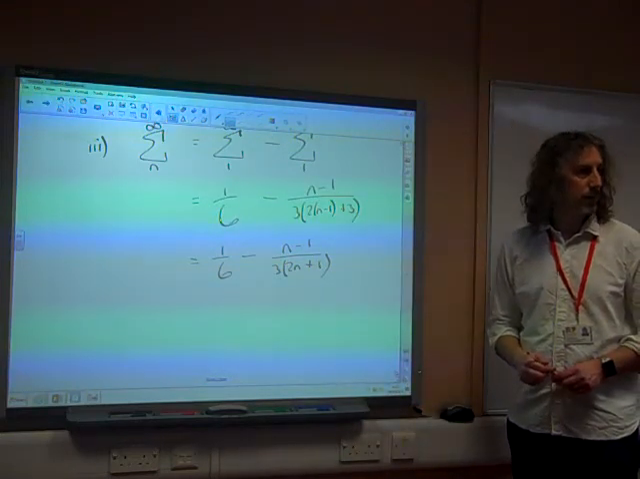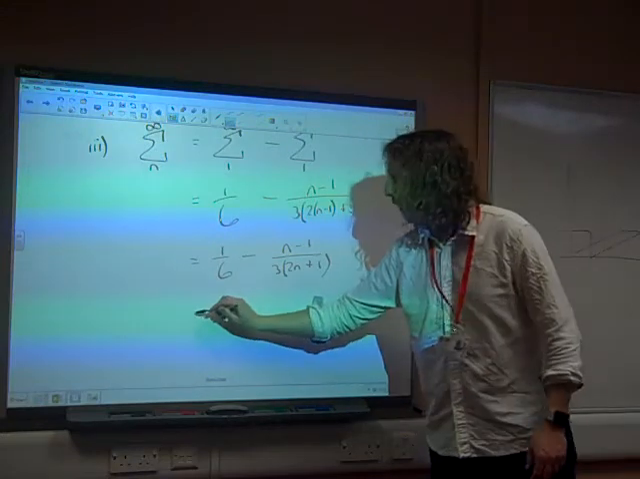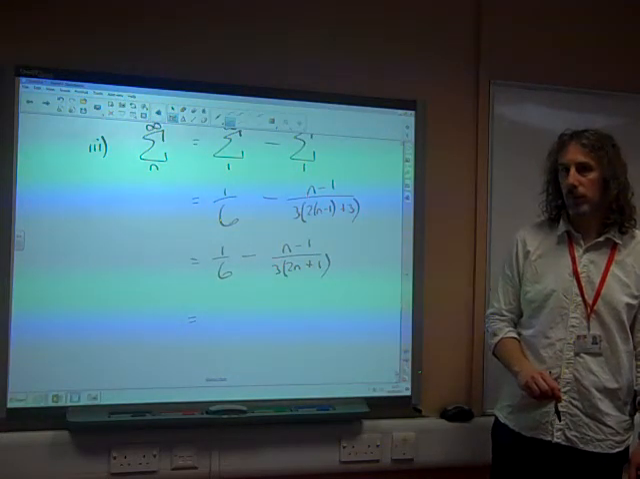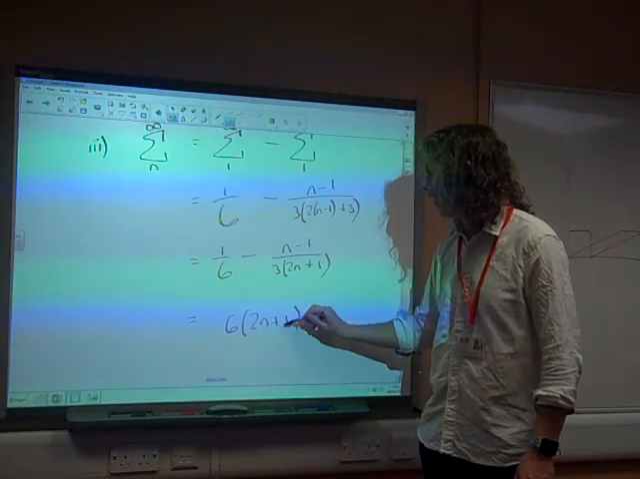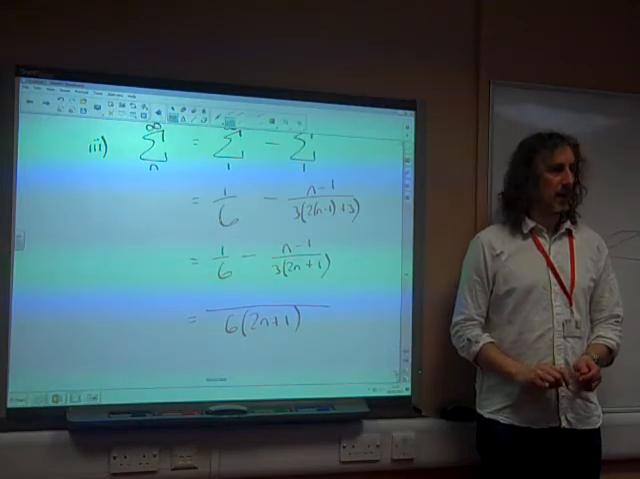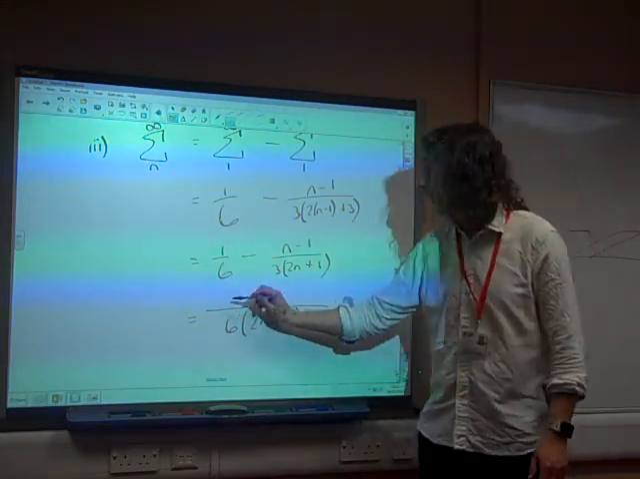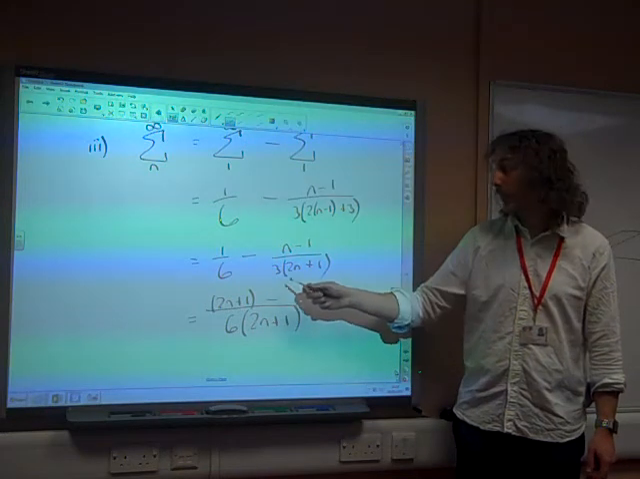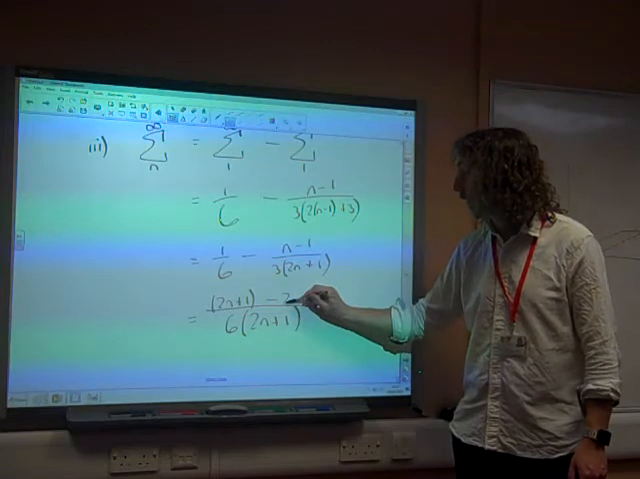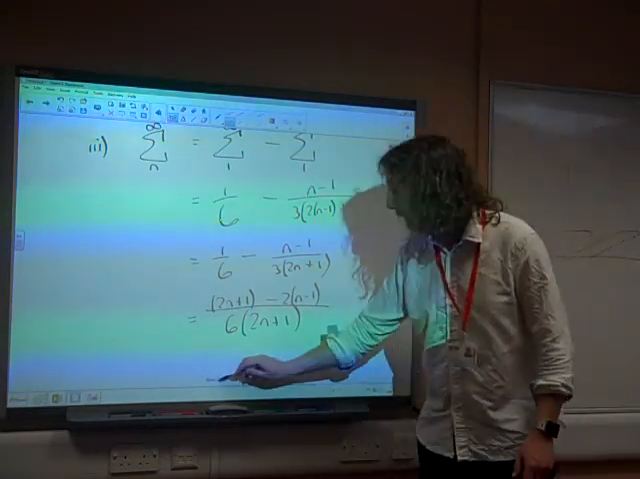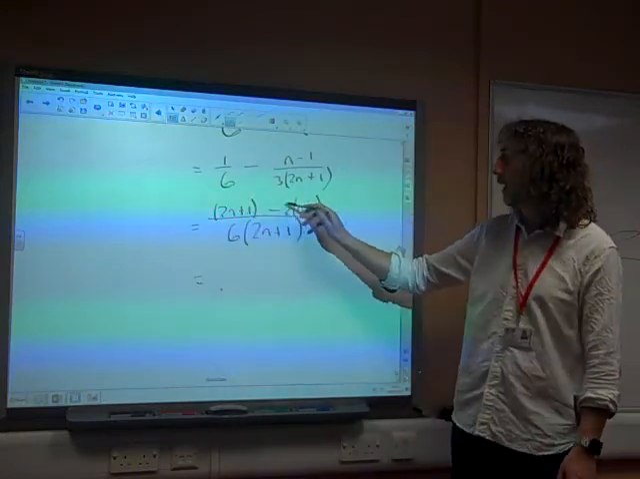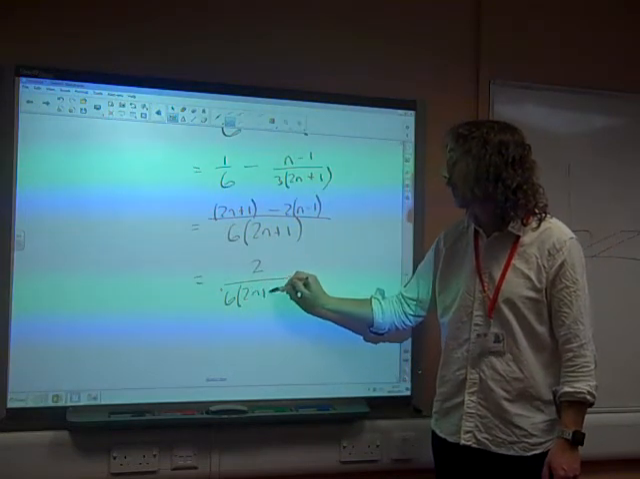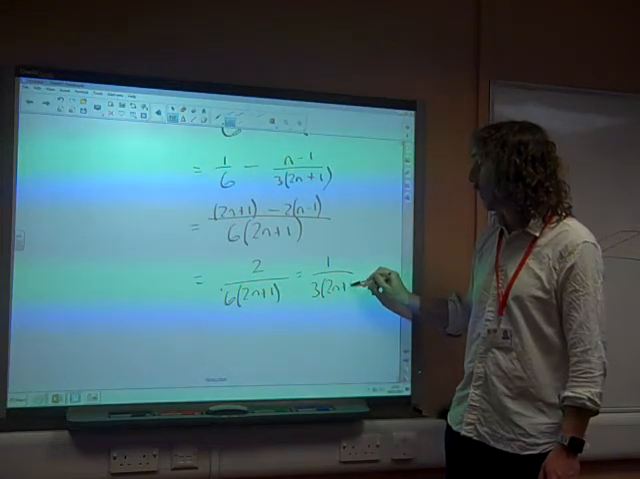We need to put it over a common thing. So the common denominator is going to be 6 lots of 2n plus 1. Is that a sensible way of doing this? Which means that the first fraction, we've multiplied top and bottom by 2n plus 1. And the second fraction, we've multiplied top and bottom by 2. Because I've gone from having 3 lots of 2n plus 1 to having 6 lots of 2n plus 1. So that's 2 times n minus 1 on the top. If I simplify the top line now, I have 2n, take away 2n, that cancels out. I have 1 minus minus 1, so I have 2 over 6 lots of 2n plus 1, or 1 over 3 lots of 2n plus 1.